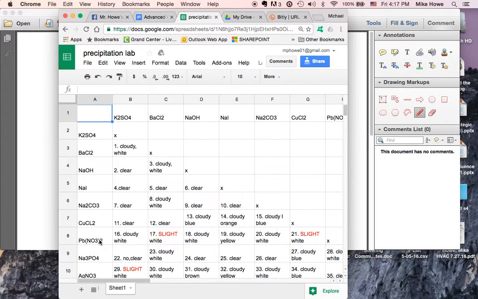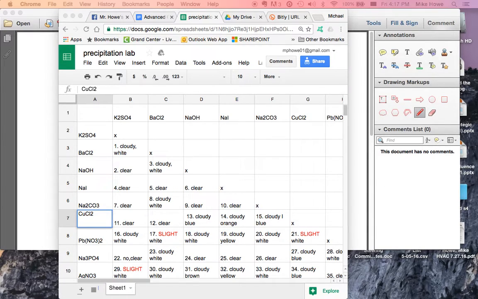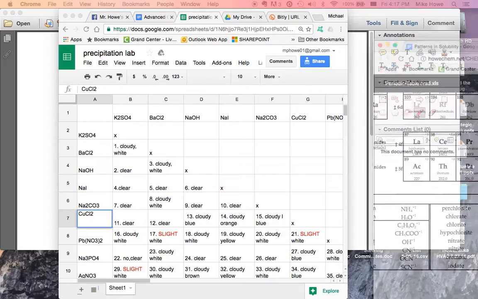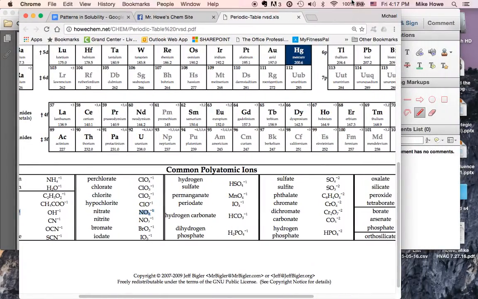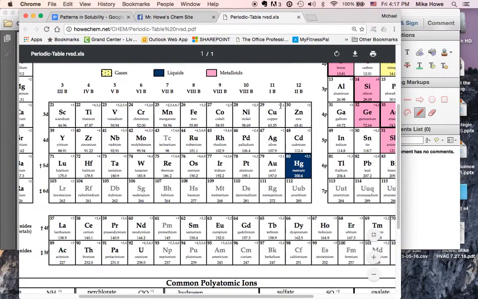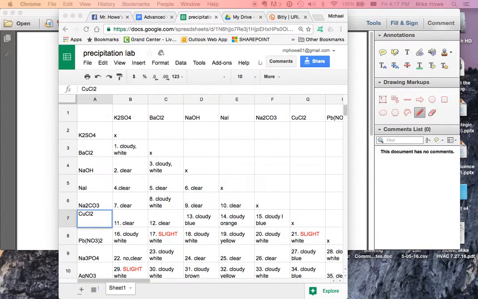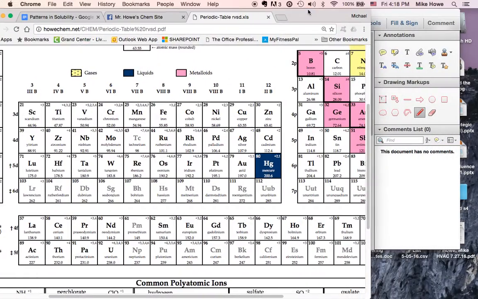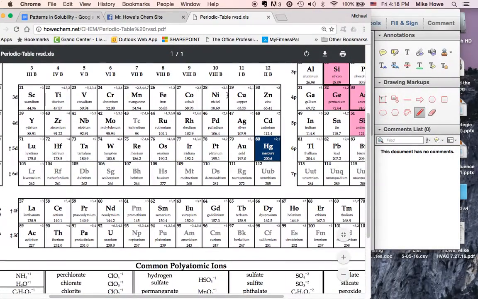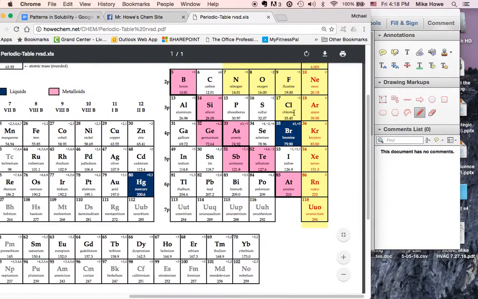Copper is another one that can change its charges. So copper, if you look at it on a periodic table, it's either going to be +1 or it's going to be +2. See right here, +2, +1. So what we have to do is figure out which it is. However, if you look at chlorine on a periodic table, chlorine has 7 valence electrons and it's -1.